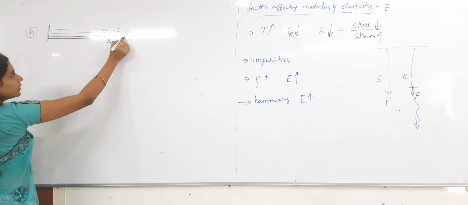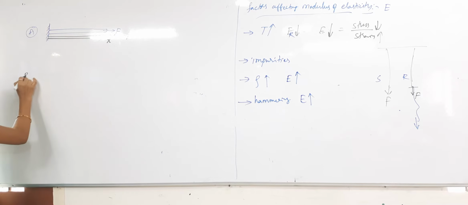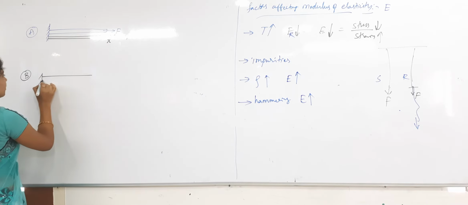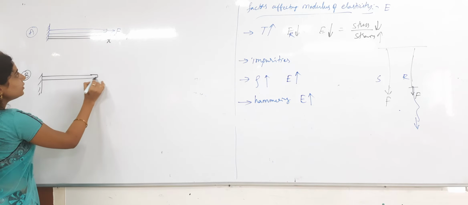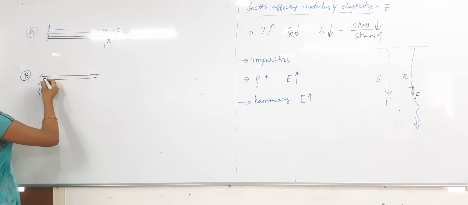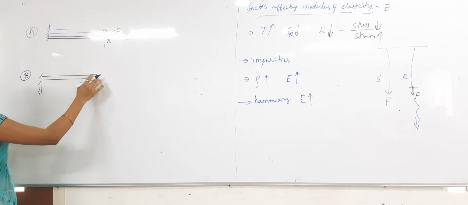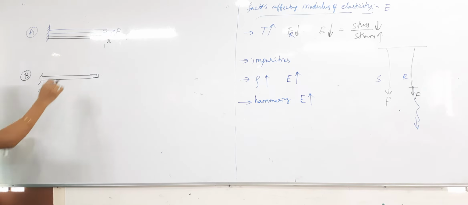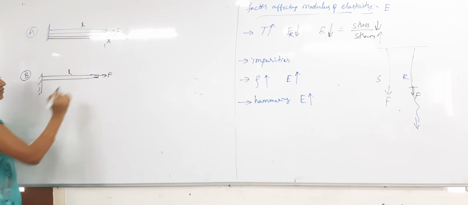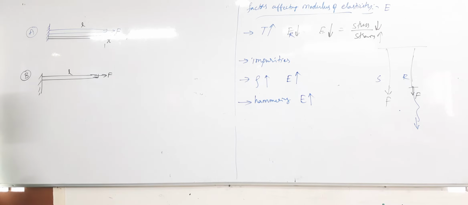Whenever you compare with the other material, let me take the material B, of the same initial length. By the way, the length is the same. It has started from the back side, right? Can you understand? This is also having the same length only. This is L and this is also L only. You just draw normally here. So I am applying the same force here. Force applied is the same.